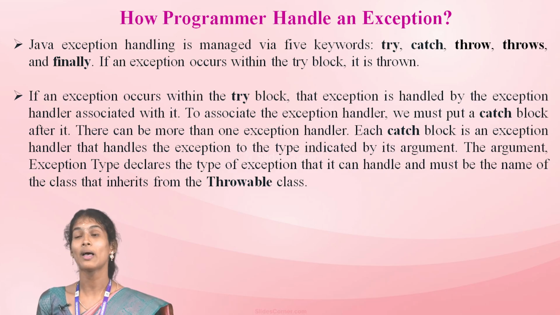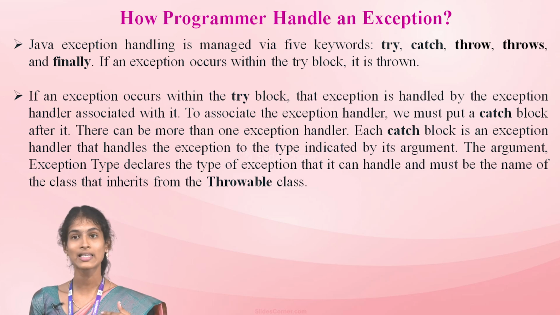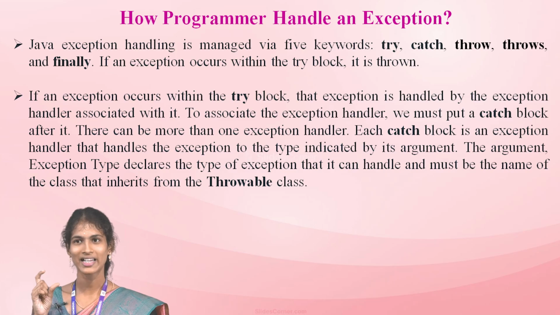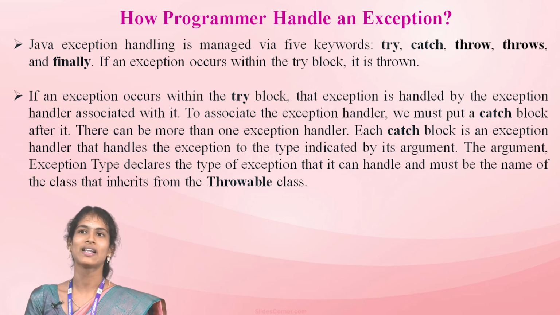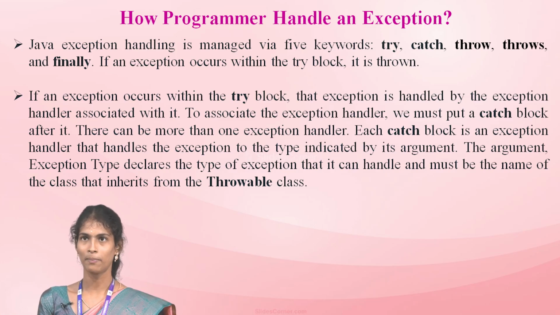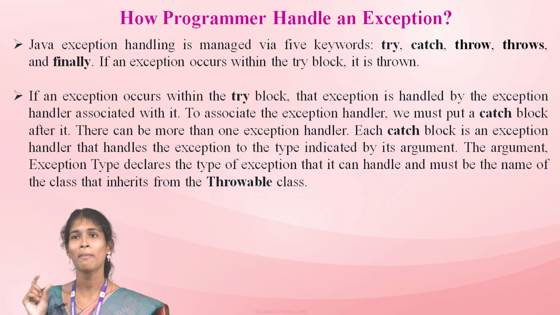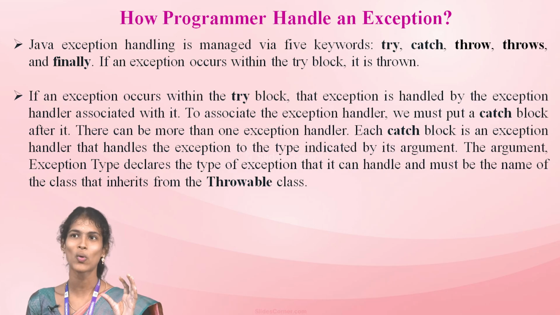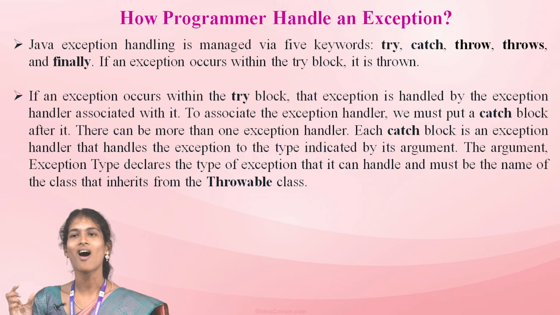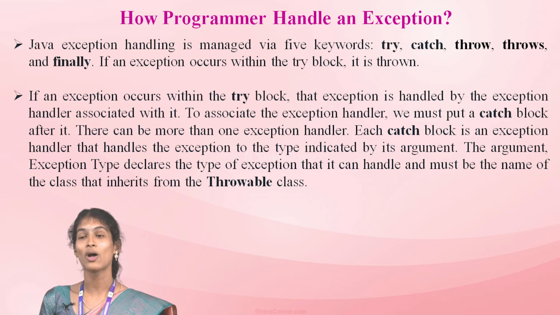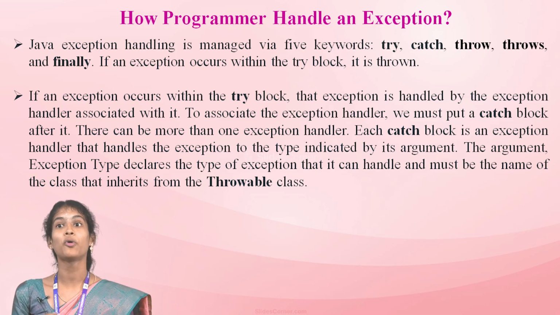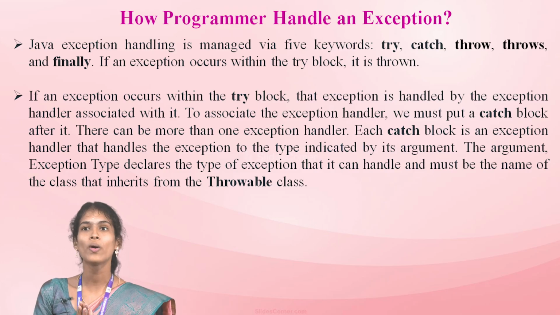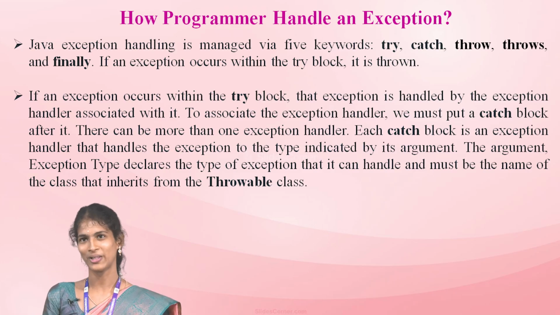Any code that absolutely must be executed after the try block completes is put in a finally block. Now the key points to remember about these blocks. First, in a method there can be more than one statement that might throw an exception. So put all these statements within their own try block and provide a separate exception handler within their own catch block for each of them.